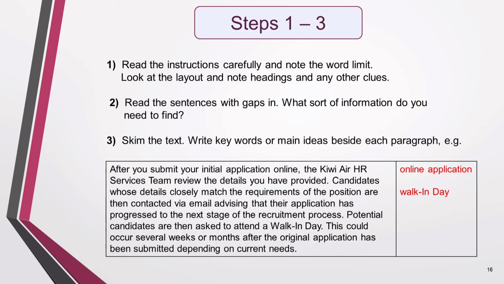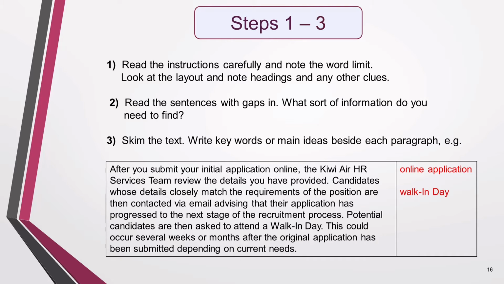First, I read the instructions carefully and note how many words I'm required to write in the gaps. In this case, it's no more than 2 words. I also look at the layout of the flowchart and work out the best way to read it. I take particular notice of the headings, which give me clues as to its subject and content. In this question, we've been given a flowchart that lays out a recruitment process in chronological order.